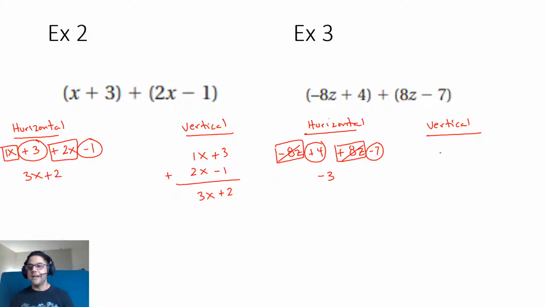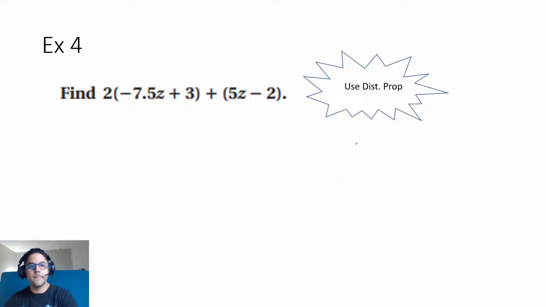On the vertical format again, I'm going to go ahead and line up my like terms. It's addition. So a 4 and a -7 gives me a -3. -8z and 8z, well, that just cancels out, so I'm going to leave that alone. So leave it blank. Don't put a z there, because if you put a z there, that really means 1z. Just like I saw over here on the horizontal method, they actually cross each other out, so they disappear. Both answers, -3. All right, here we go.